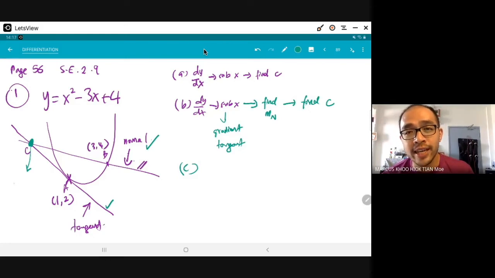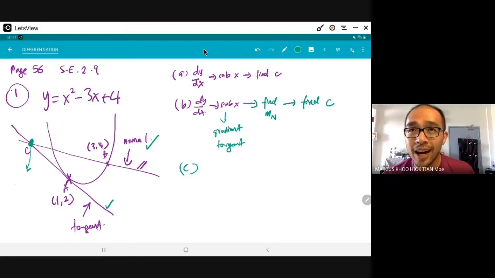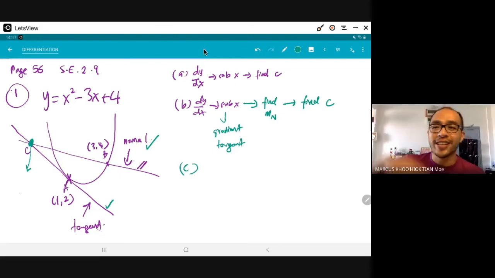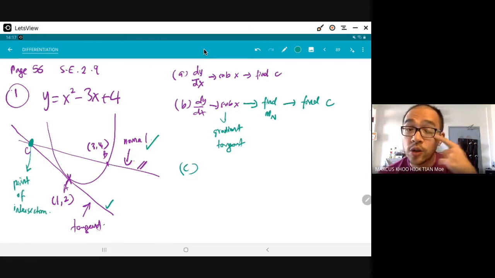Don't you dare say it's called the meeting point, please. The point where cross section. No. Cross section is if I cut a cake. This is called the point of intersection. Also known as the meeting point, but officially we call it the point of intersection.